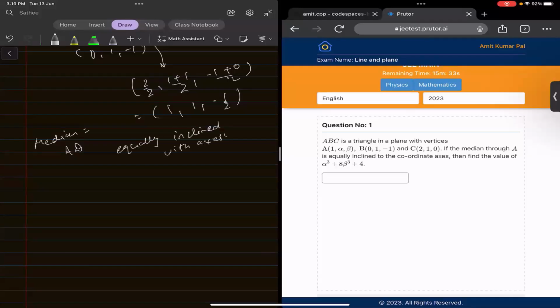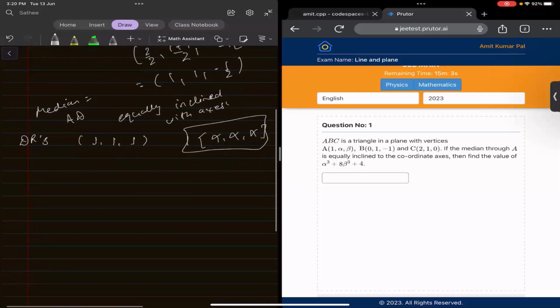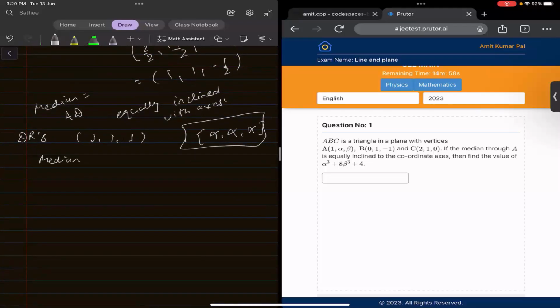But what is meant by equally inclined? It simply means that the direction ratios are 1, 1 and 1. Because if it is equally inclined, then its angles with the axes would be alpha, alpha and alpha, and the direction ratios, or we can say the direction cosines, will be cos alpha, cos alpha and cos alpha. So basically all these will be equal. So we can say these are the DRs of the line, and for any line that is passing through two points, median AD.